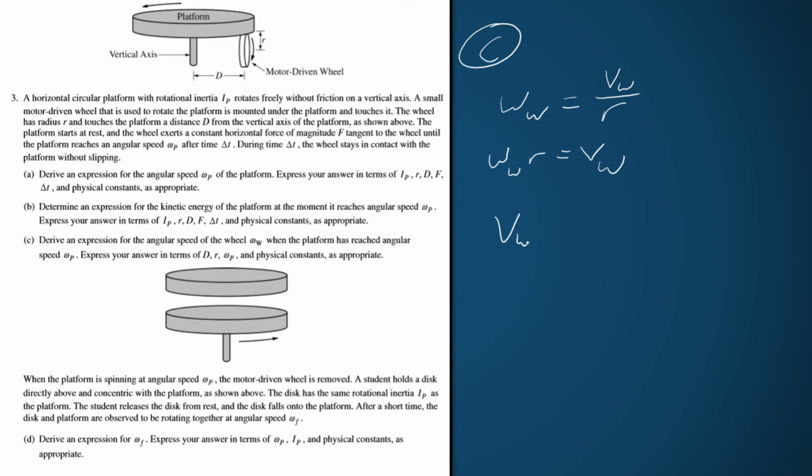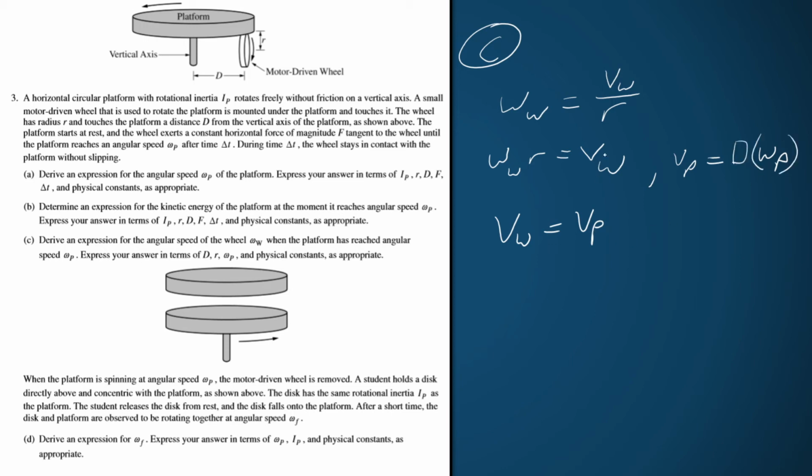So that's VW must equal VP. But now I need an equation for VP and an equation for VW. Okay, so VP was omega P over R. Oh yeah, omega R. Okay, what's RP? RP is not R. So you said R is the radius of the motor-driven wheel. Oh, D. D.